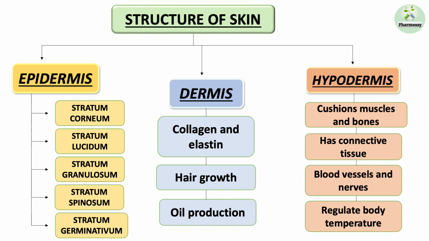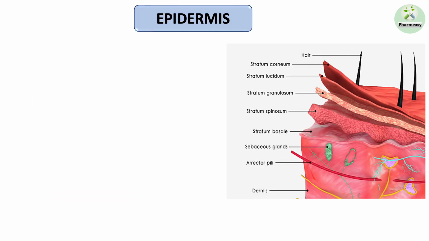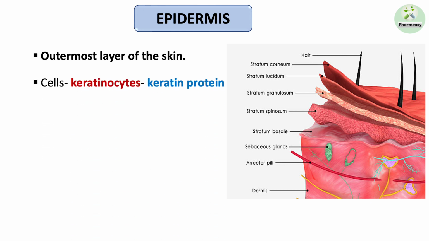And now we will discuss all these layers in detail. So, first one is epidermis. It is outermost layer and generally dead. So, dermis provides nutrition to it. There are several types of cells in the epidermis region such as keratinocytes. These are the cells that contain keratin protein.